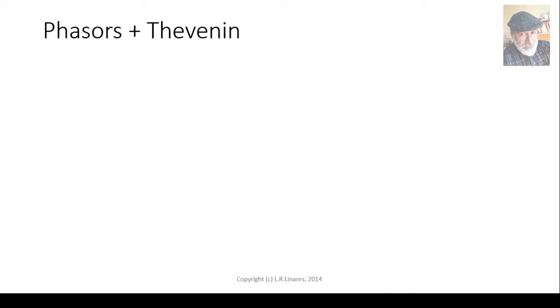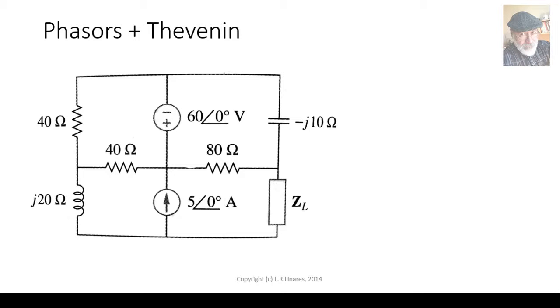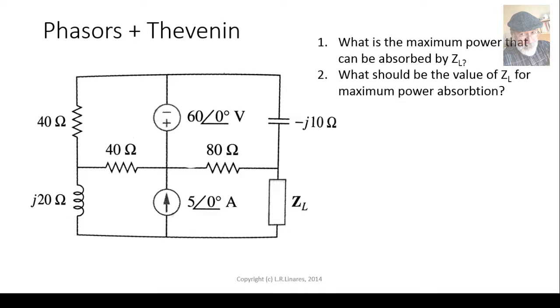Now let's visit another exercise, one on phasors and Thevenin. This one. Thevenin? Yes, that's right. The question is, what is the maximum power that can be absorbed by the impedance ZL? And what should be the value of that ZL for maximum power absorption? Actually, 2 should be the first one and 1 should be the second one, but that is the way they came out in the book.